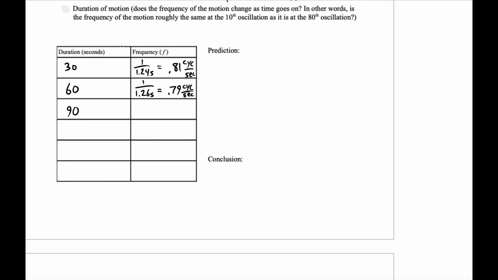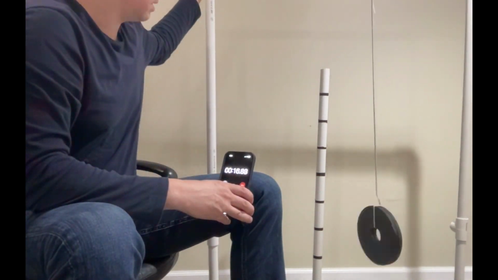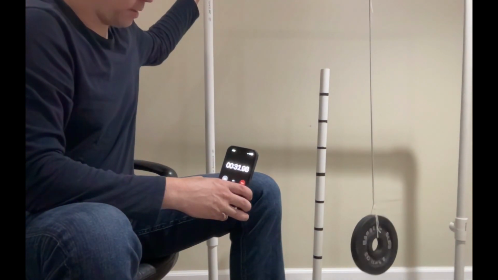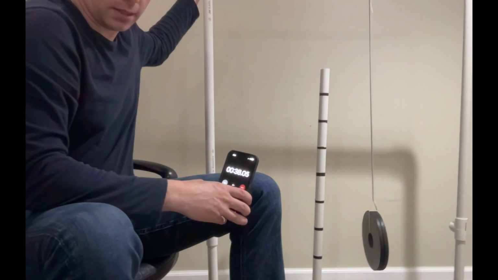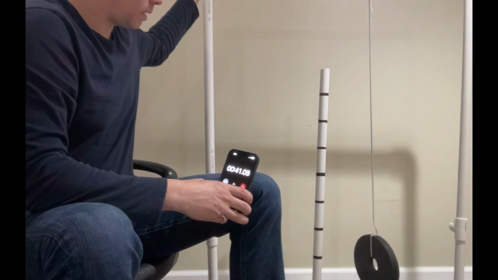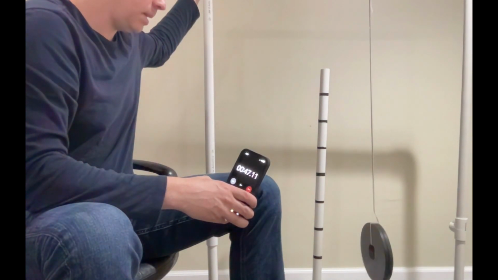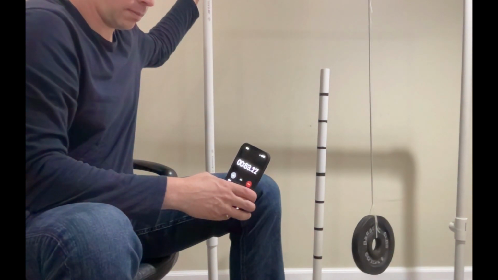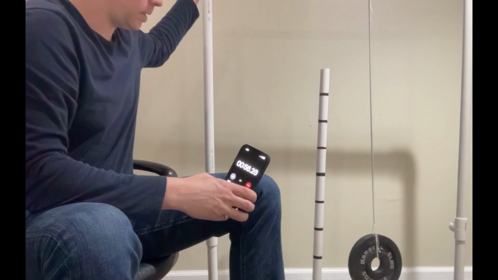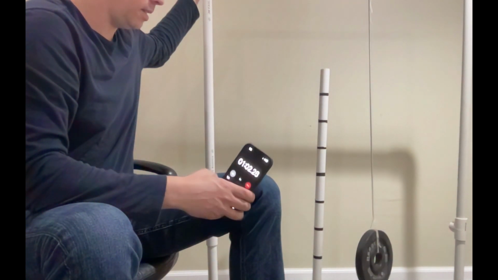Let's try 90 seconds here just to be sure. Okay, let's give it 90 seconds. Start. Okay, 30 seconds has gone by. Seems like the amplitude is decreasing a little bit. But what we're seeing is, even though the amplitude may be decreasing as time goes on, it looks like the frequency is not. Frequency is remaining constant because it's really a property of the mass and the spring constant.